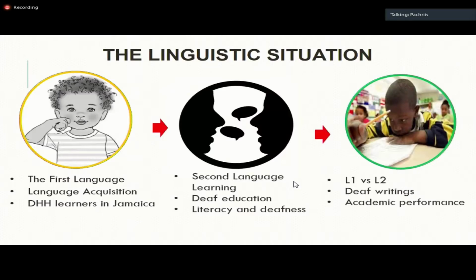So the second language that they are asked to learn, assuming that their first language is Jamaican Sign Language, is English, which they learn at school through formal education, because most times, depending on their degree of hearing loss, they are unable to actually access auditory input.